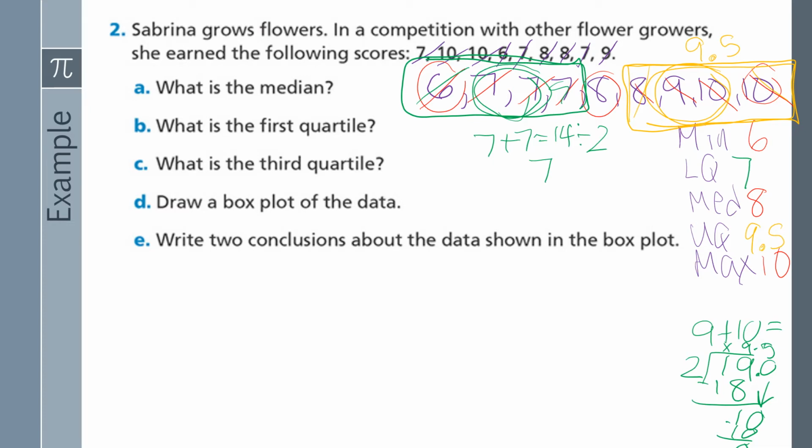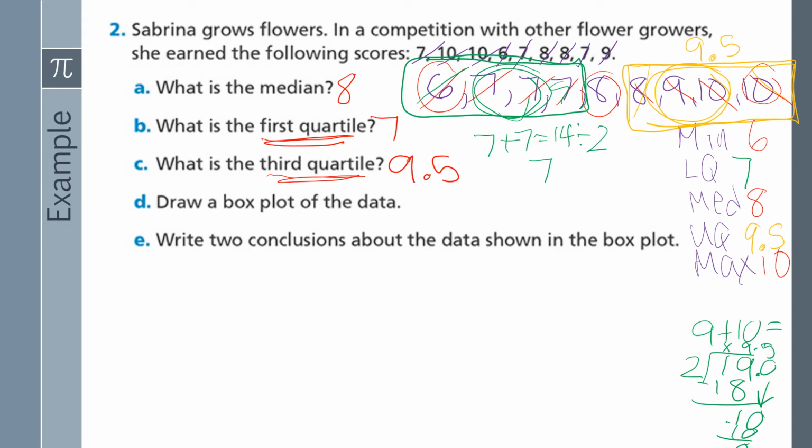So what is the median? To answer that first question, A, what is the median? The median is 8. B, what is the first quartile? Well, your first quartile is your lower quartile, and your lower quartile is 7. And then C, what is the third quartile? Your third quartile is your upper quartile, which is 9.5, or 9 and 5/10, 9.5. And then D, draw a box plot.